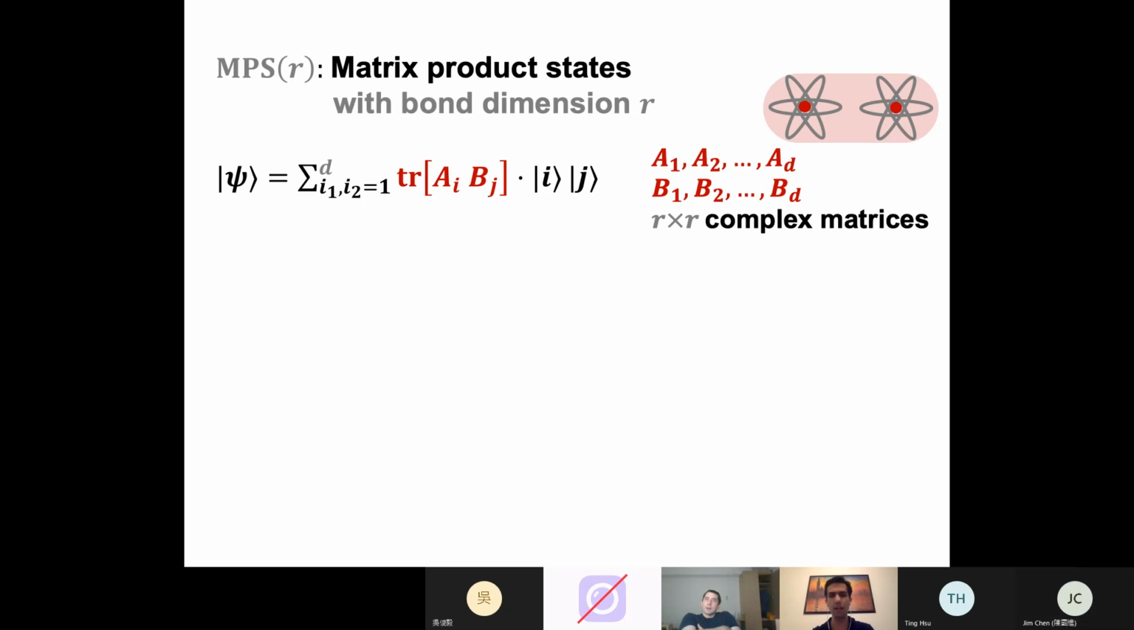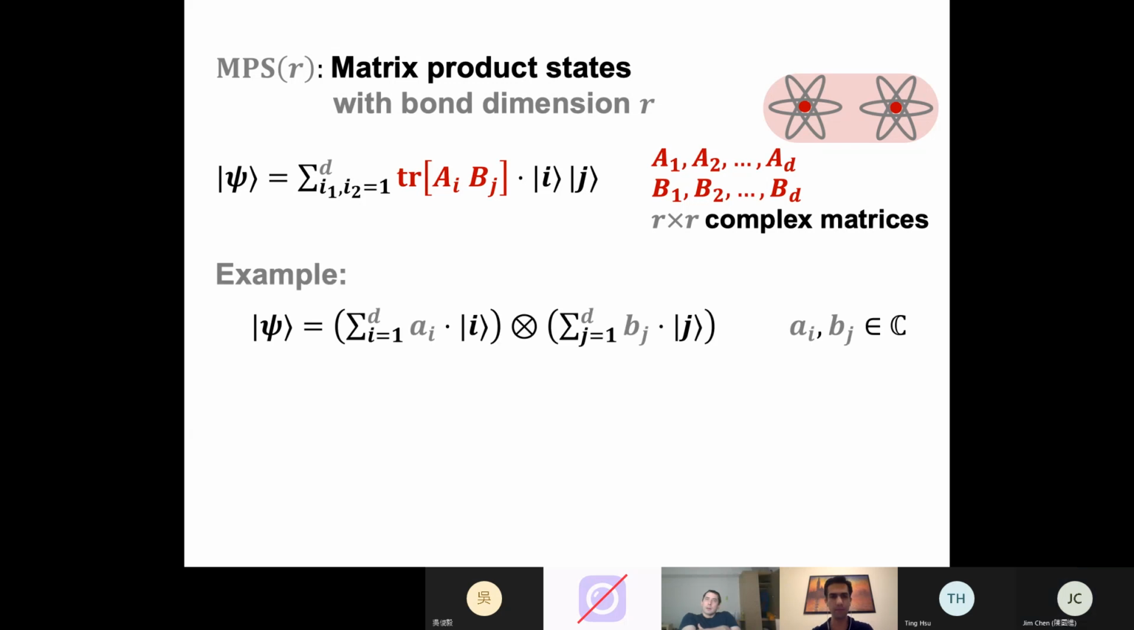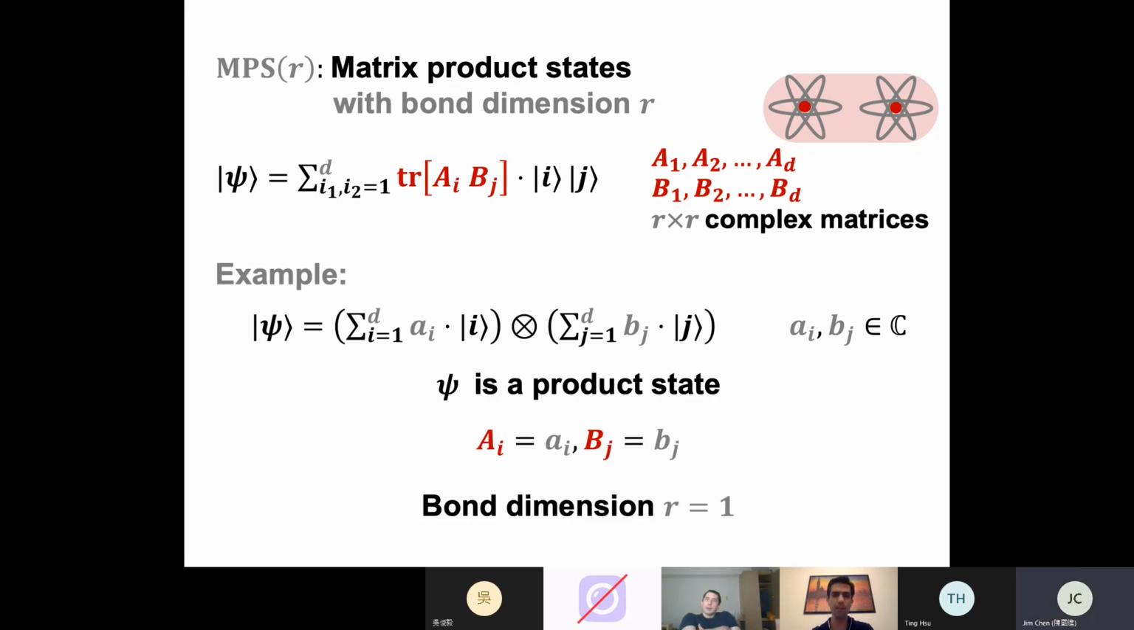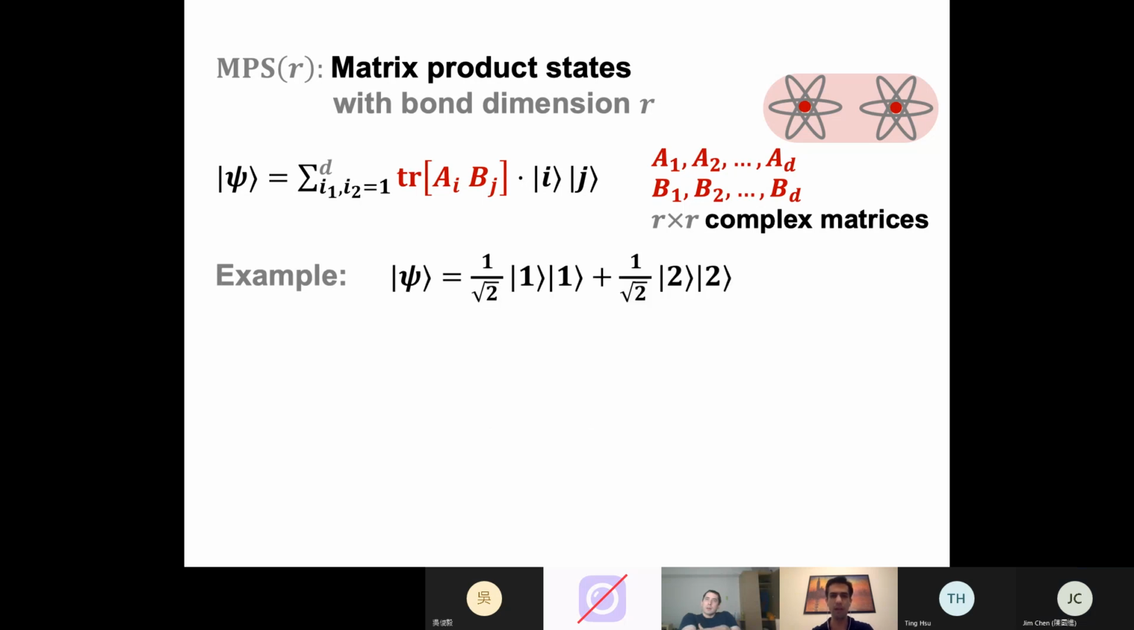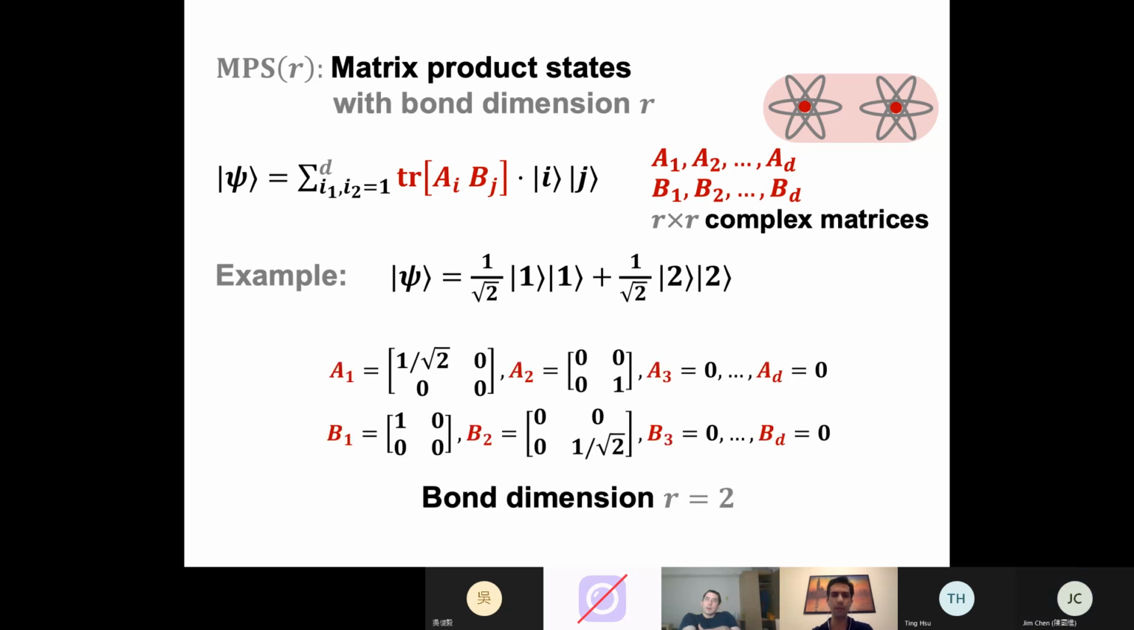So for a fixed R, we call the family of states we get this way matrix product states with bond dimension R, and we're going to denote them by MPS(R) throughout the talk. So an example is when the state is a product state, which is a tensor product like this. And in this case, these A and B matrices are just complex numbers, and the bond dimension is 1. Another example is the Bell pair. And you can see that we need some 2 by 2 matrices like these to generate the 1/√2 coefficients. So the bond dimension is now 2.